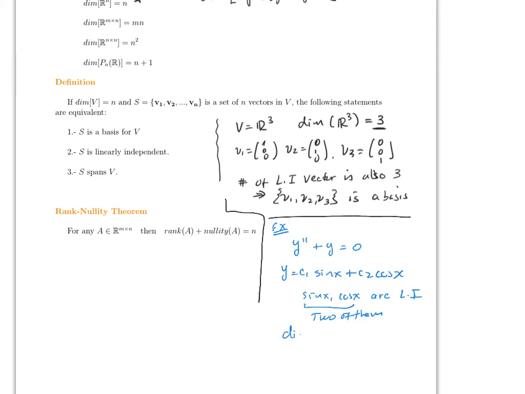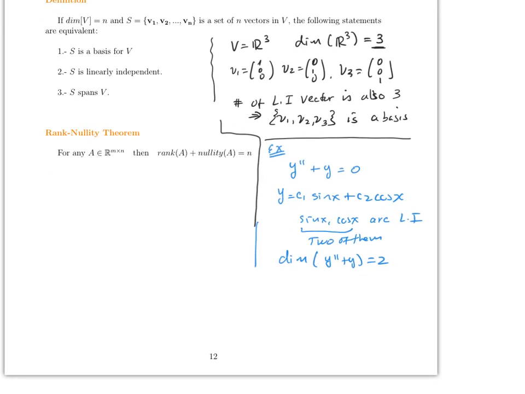Now the dimension of y double prime plus y equals 0 is 2. Therefore, since the dimension matches the number of linearly independent vectors, that implies that sine x and cosine x is a basis for this differential equation, y double prime plus y equals 0.